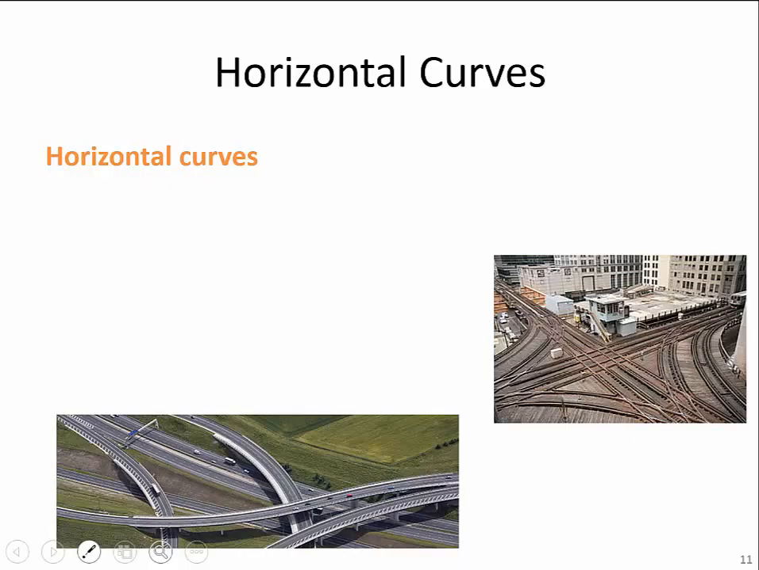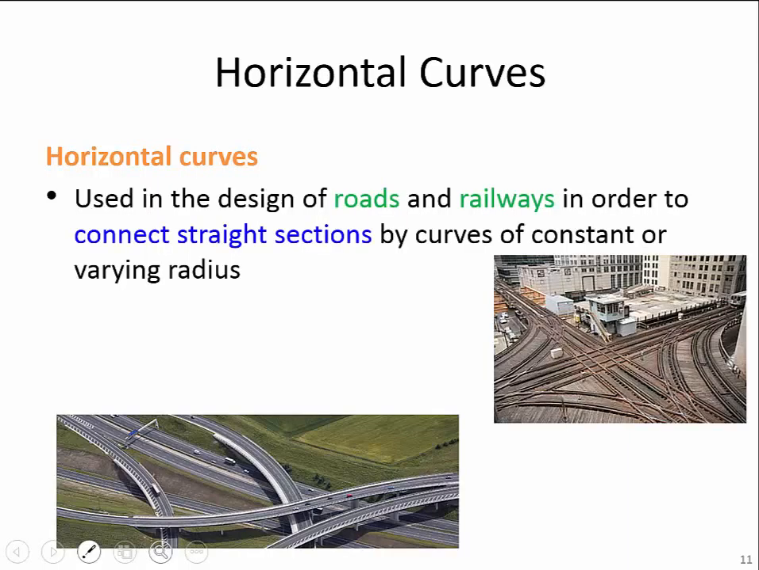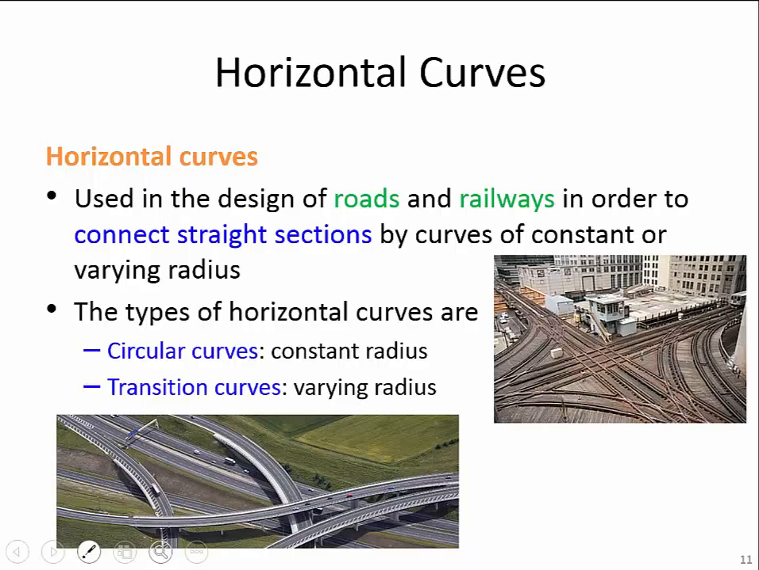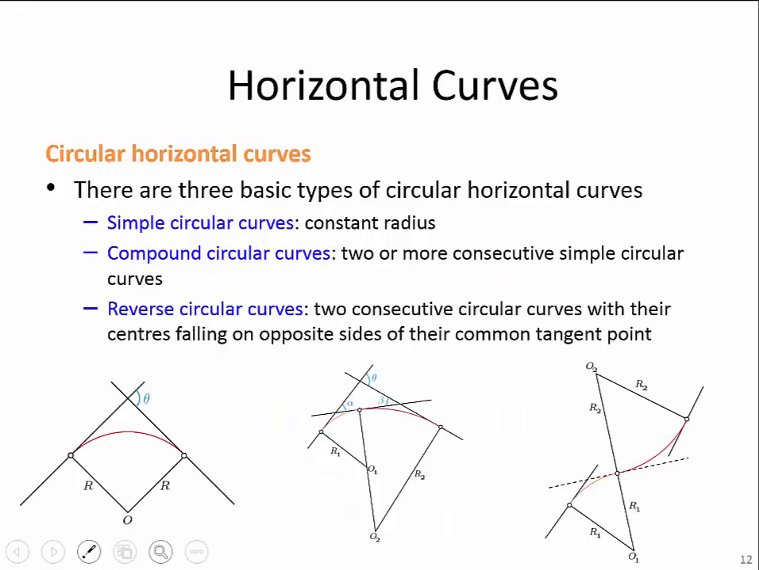Horizontal curves are only a little bit more tricky because you have to understand circular geometry, which normally people need reminding of. Horizontal curves are used extensively in roads and railways to connect straight sections because we can't have very sharp corners on high-speed roads, that is a hazard. We look at circular curves and transition curves. So with circular horizontal curves, we look at three main types.